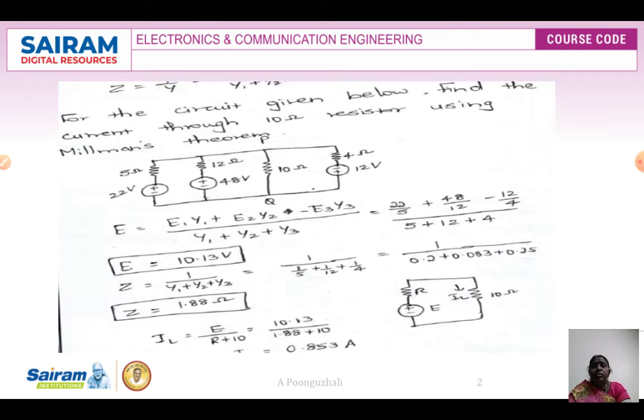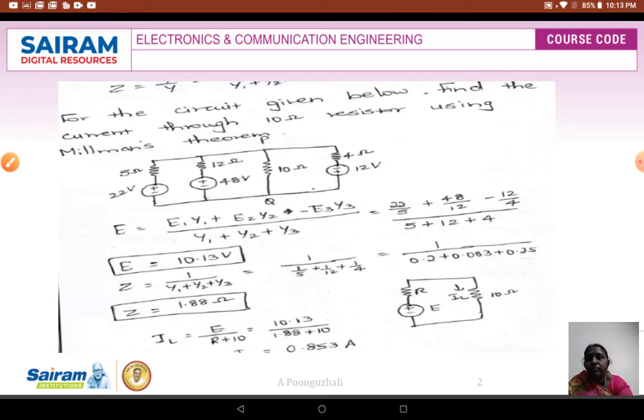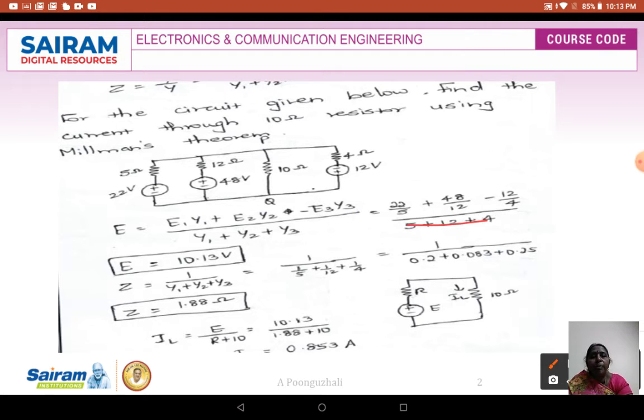Here E1 is 22 volts and Y1 is 1 by 5, so we write 22 by 5, plus E2 is 48, so 48 divided by 12, minus 12 divided by 4, divided by the admittances 1 by 5, plus 1 by 12, plus 1 by 4. So the equivalent voltage source is going to be 10.13 volts.